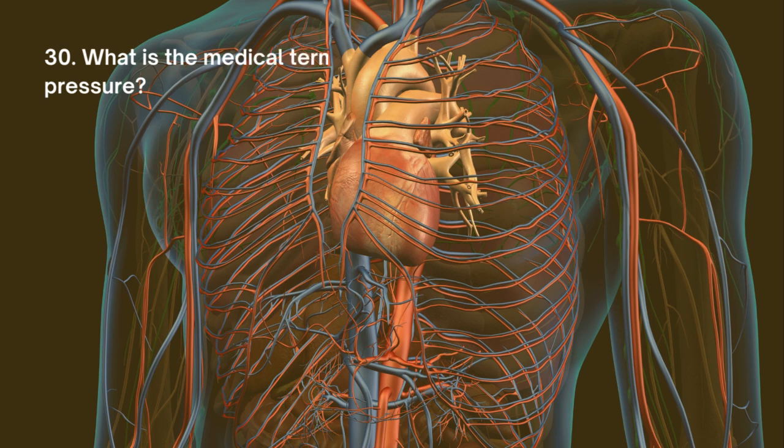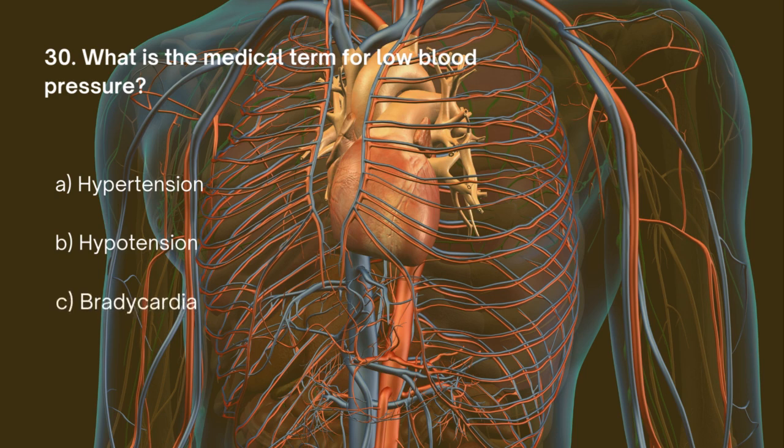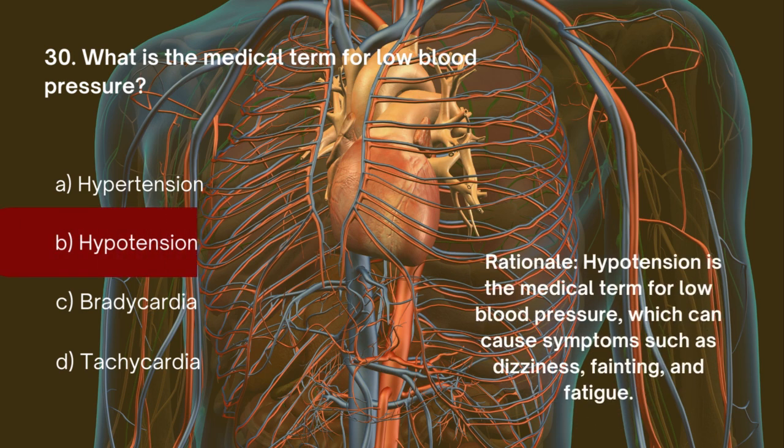30. What is the medical term for low blood pressure? A. Hypertension. B. Hypotension. C. Bradycardia. D. Tachycardia. Rationale: hypotension is the medical term for low blood pressure, which can cause symptoms such as dizziness, fainting, and fatigue.